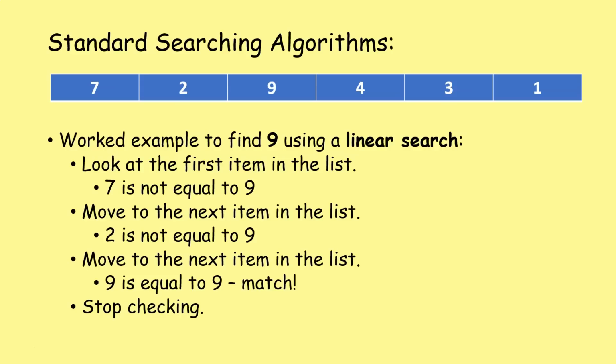That's really simple. We look at the first item in the list and we compare it to the item we're looking for. First item is 7. 7 is not equal to 9. We move along 1. The next item in the list, well, we have 2. Is 2 equal to 9? No. Move along to the next item in the list. 9 is equal to 9. We found a match. We can stop checking.